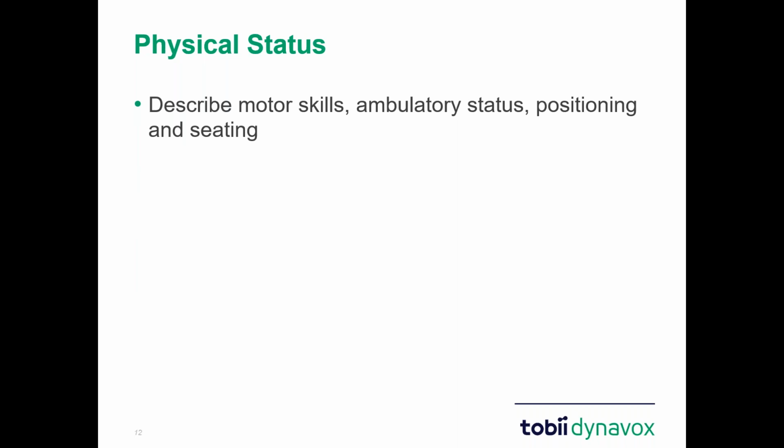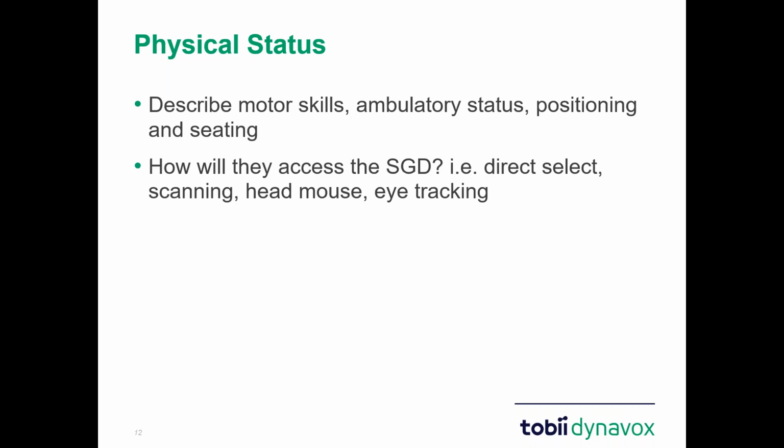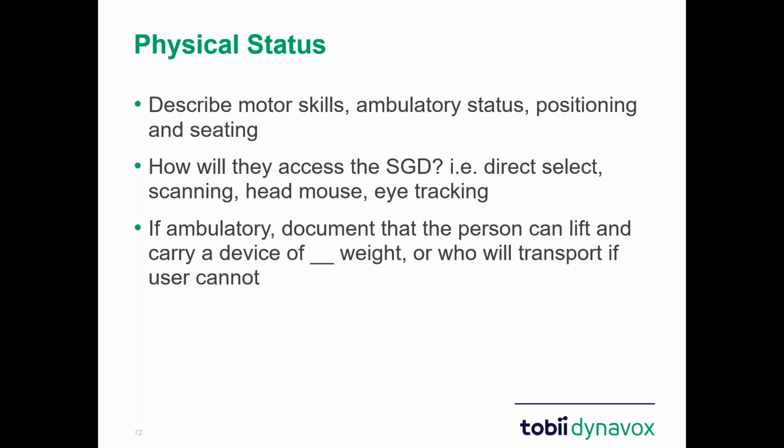And then here's where you're going to talk about physical status. So you're describing the motor skills, ambulatory skill status, positioning, and seating. How will they access the SGD? So can they do direct select? Can they use their finger? Can they use a stylus? Do they need scanning with switches? Can they use a head mouse? Do they need eye tracking? This is where you're talking about just kind of what they look like, their positioning, and all of that.